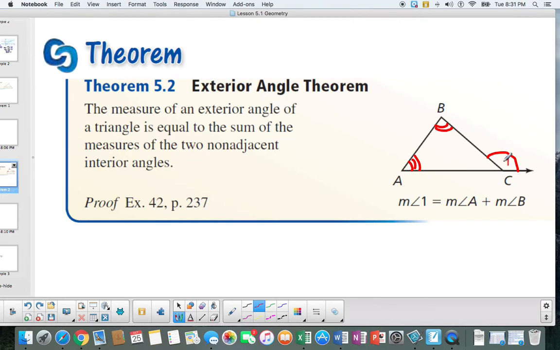Okay, let's look at the theorem one more time again and see if this makes sense. Okay, the exterior angle is equal to the sum of the non-adjacent interior angles. Non-adjacent means not touching angle 1. This is an adjacent interior angle where these are non-adjacent. See, it says non-adjacent.